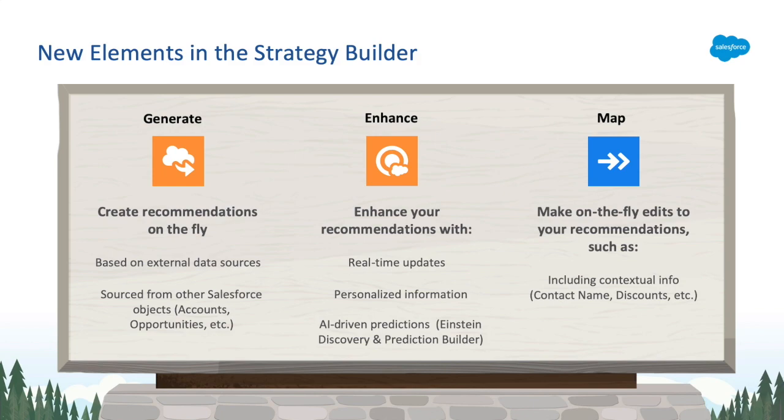Now, the generate node and the enhance node both require Apex actions. We've added a third element called the map element, which allows you to make on-the-fly edits to your recommendations using simple Salesforce expressions. You can use the map node to do things like include contextual information, contact name, maybe a discount, etc. So for example, instead of just saying a generic thank you for your loyalty, you can maybe include the name of the contact and say, hey, Lauren, thank you for your loyalty.